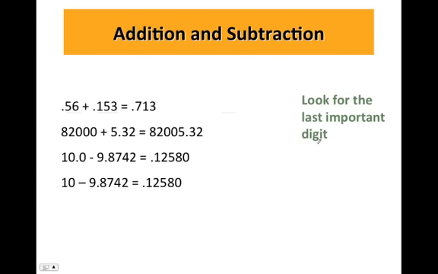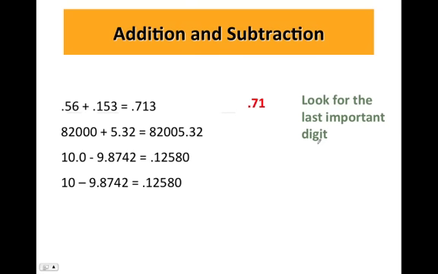330. So what we always want to do is look for that last important digit, or what I like to call the digit after the decimal, or DAD. When you add, look at the DAD. 2 DADs or 3 DADs, we're going to round to 2 DADs. Go ahead and pause and work out the remaining problems.